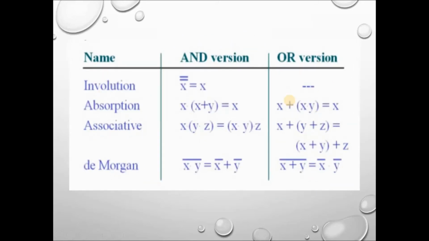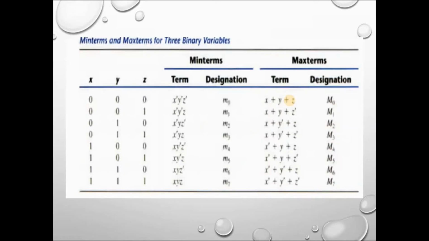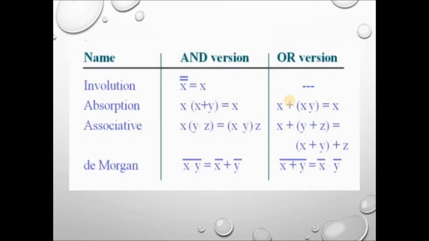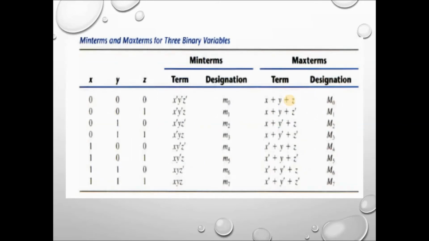So these are the left part. Here, you can see different identities. These identities you have to remember for Boolean expressions. You also have to understand the concept of min term and max term. Min term means sum of products and max term means product of sums.